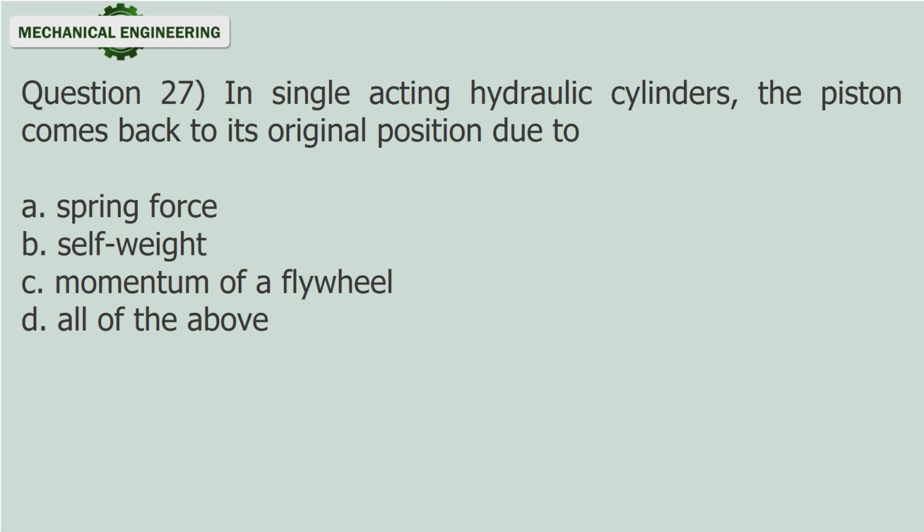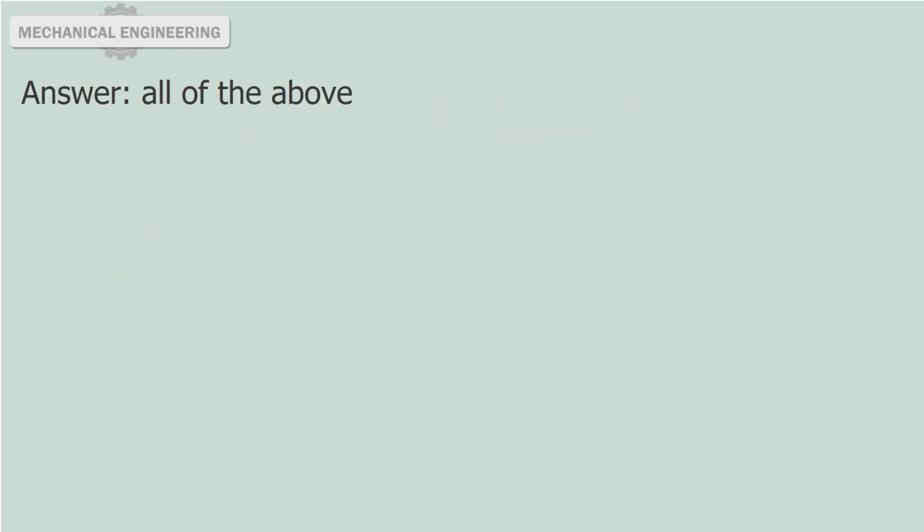Question 27. In single-acting hydraulic cylinders, the piston comes back to its original position due to A. Spring force. B. Self-weight. C. Momentum of a flywheel. D. All of the above. Answer: all of the above.